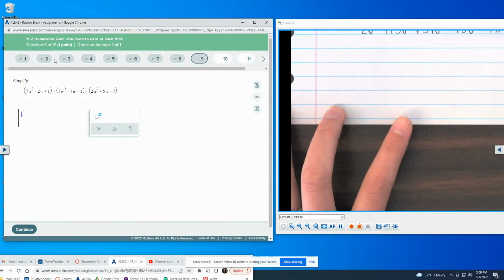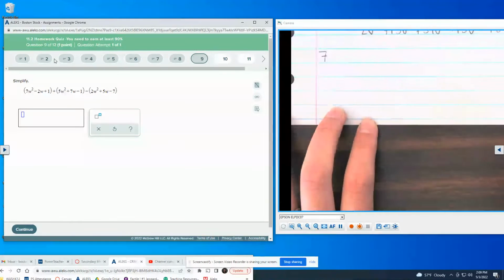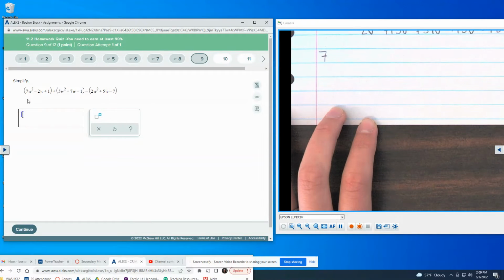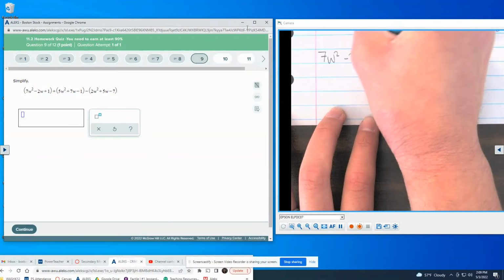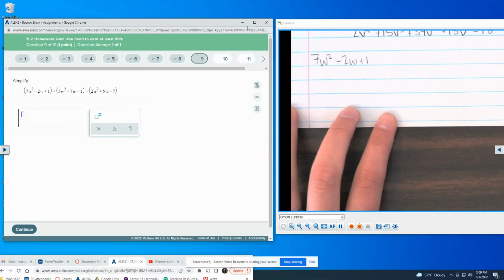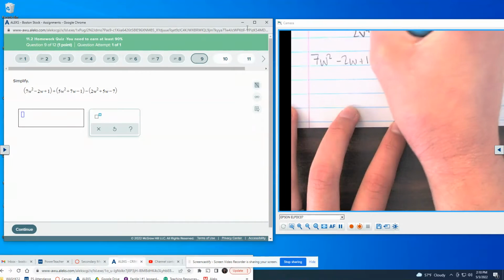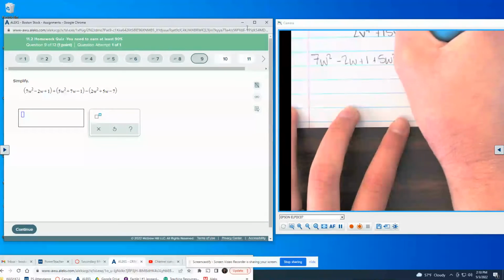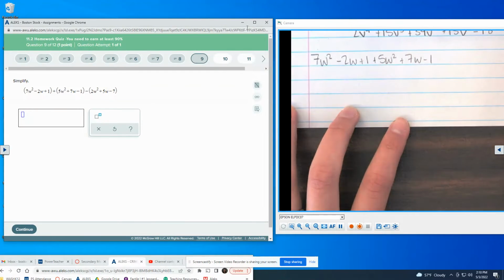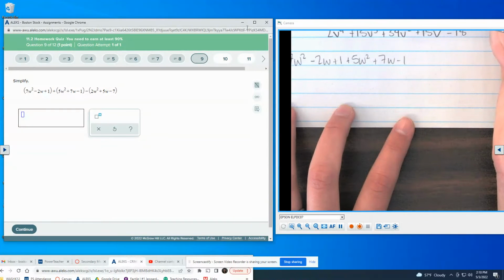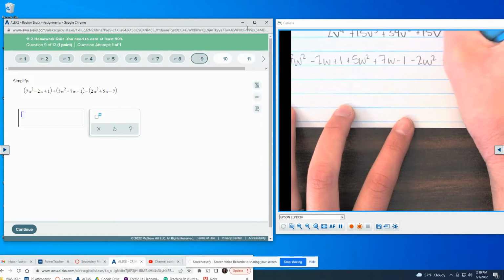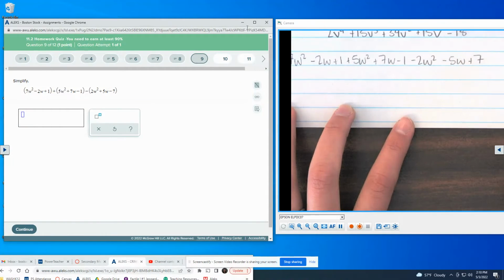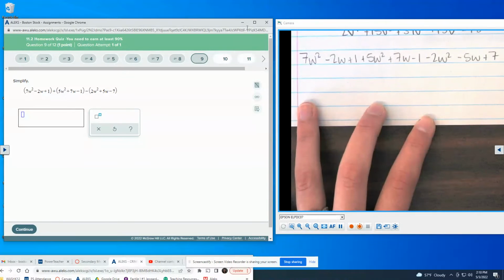Since that first one is all positive, by all positive I mean that out in the front there's nothing making it negative, I get to write 7w squared minus 2w plus 1. Then I go to the middle section. I have plus 5w squared plus 7w minus 1. Then the third set has a negative out in front, so they all switch their signs. Negative 2w squared minus 5w plus 7. They all had to switch.